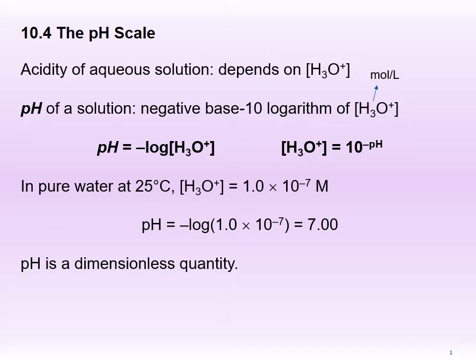In pure water at 25 degrees Celsius, hydronium ion concentration is equal to hydroxide ion concentration. That is, it is 1.0 times 10 to the power of negative 7 molar. Substituting this hydronium ion concentration into the pH formula, we get pH is equal to negative log of 1.0 times 10 to the power of negative 7, which is equal to 7.00. pH is a dimensionless quantity, that is, it has no units.